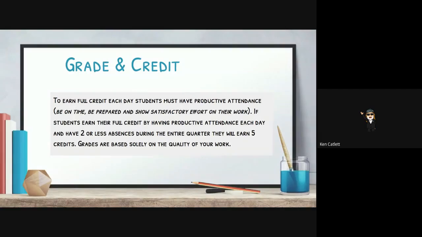The way grades and credit are earned. To earn full credit, each day students must have productive attendance. That means they're on time, they're prepared. Being prepared is just paying attention and shows satisfactory effort on their work. If students earn their full credit by having productive attendance each day and have 2 or less absences during the entire quarter, they will earn 5 credits. Students' grades are based solely on the quality of their work.